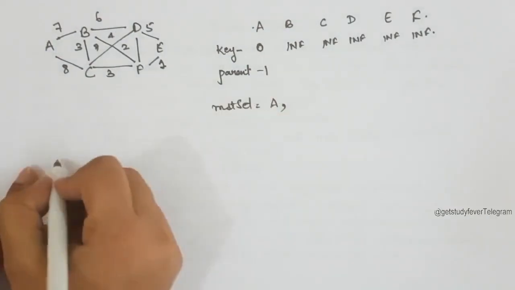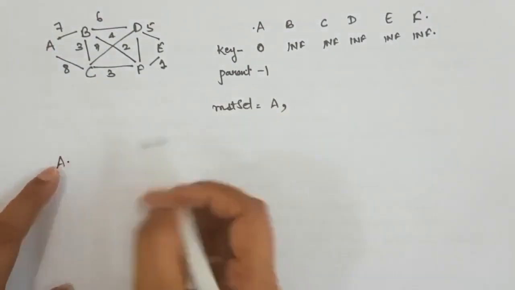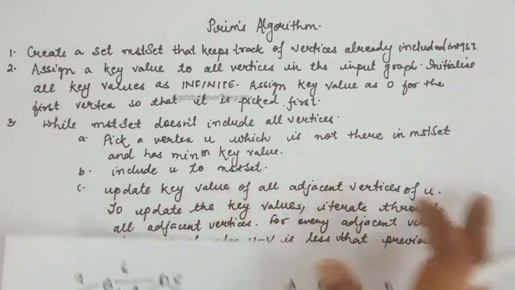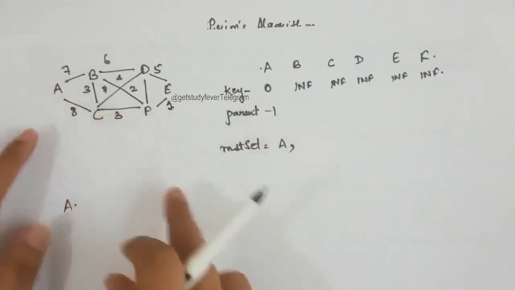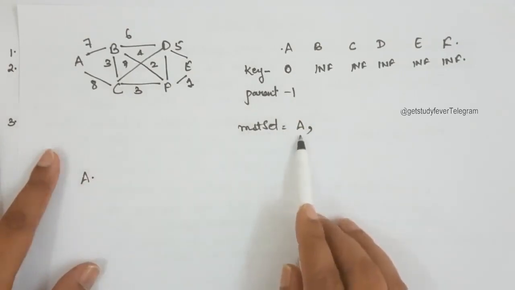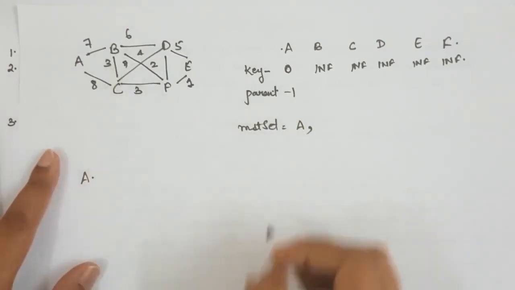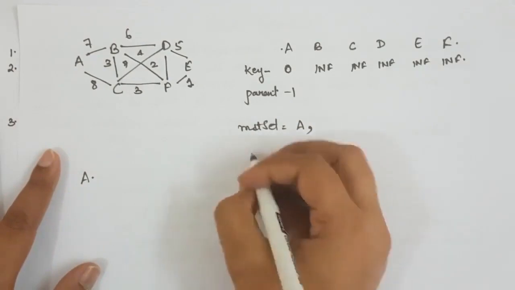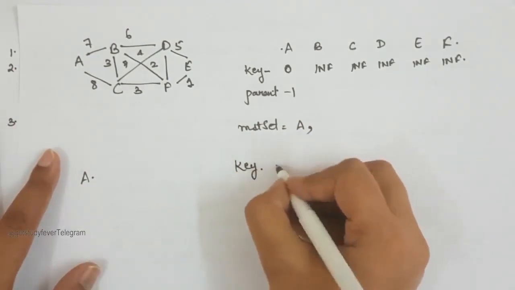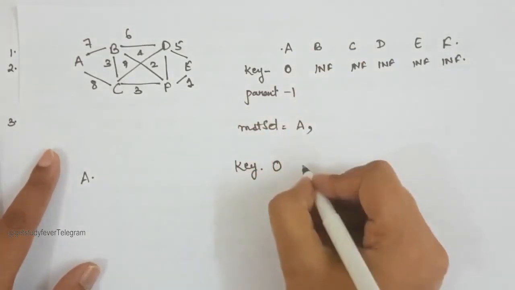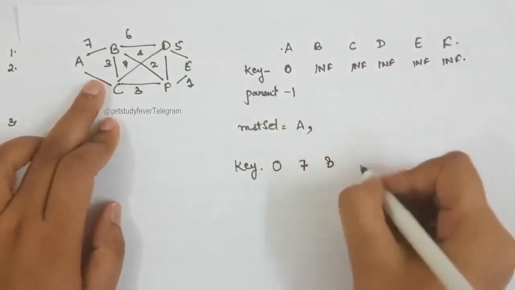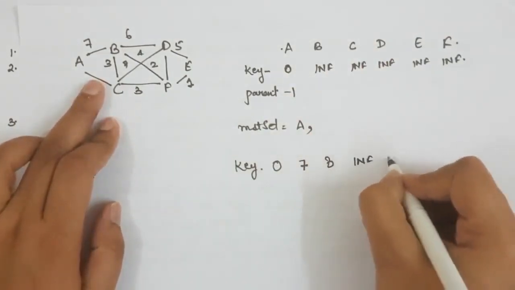Now what will I do? This is my spanning tree, let's say. I will go to this step: update the key value of all adjacent vertices of u. So I will go through all the adjacent vertices of A. Initially the adjacent vertices of A are B and C. So my key array will get updated. B will have value 7, C will have value 8, and the rest of them will remain infinite.